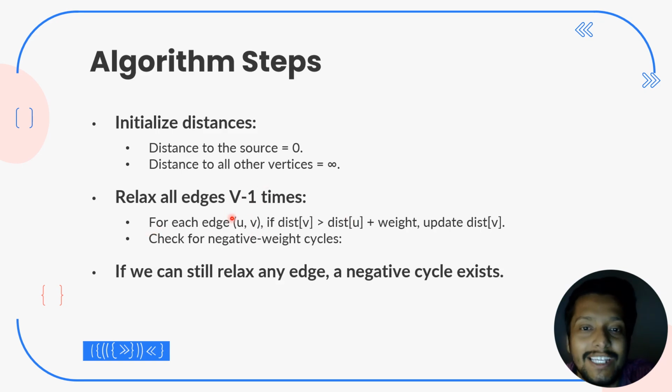Basically, what you have to do for each edge u and v present in the system is see if the distance to v is greater than the distance to u plus the weight of reaching from u to v. Then you have to update the distance of v. That's the important thing. So for each edge, if your cost to reach the node v is greater than the cost to reach the node u plus the additional cost to reach the node v from the node u, then you are going to update it.